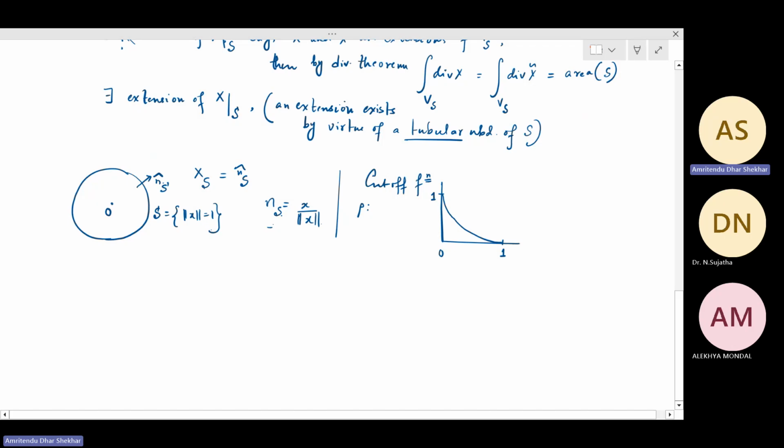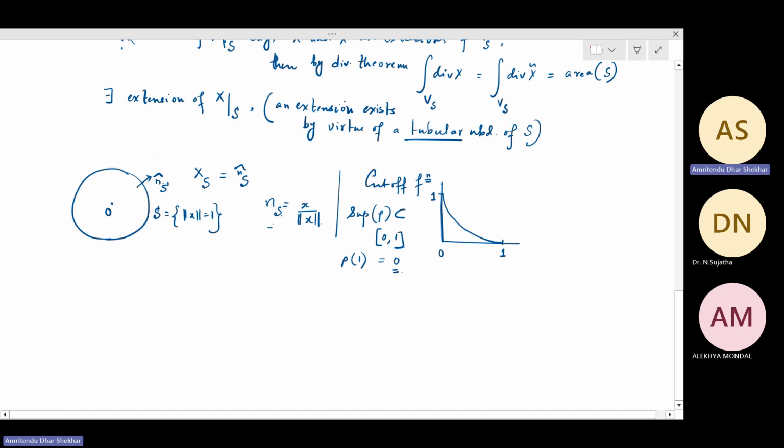which is supported on the interval 0, 1. So the support of rho is within the interval 0, 1. And of course, rho is compactly supported. Well, not necessarily compactly supported, but rho of 1 is equal to 0.